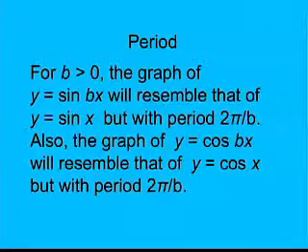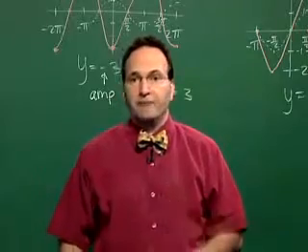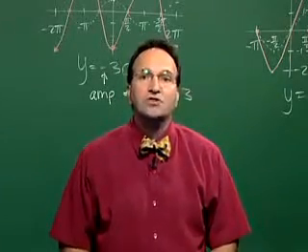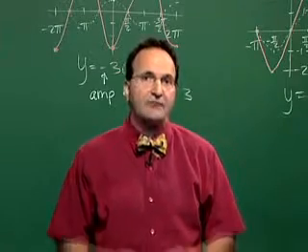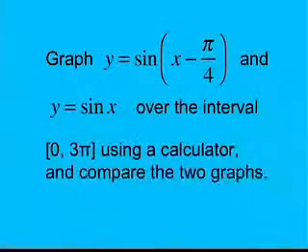Also, the graph of y equals cosine bx will resemble that of y equals cosine x, but it will have a period of 2 pi over b. We not only can stretch or shrink the basic graphs of the sine and cosine functions, but we can also shift these graphs horizontally. Let's look at the following example.